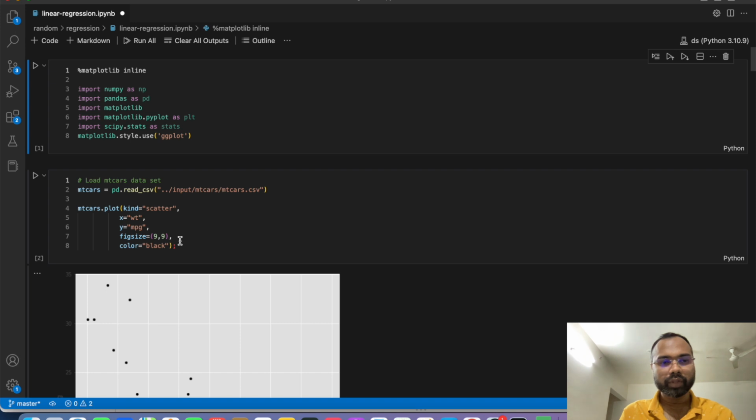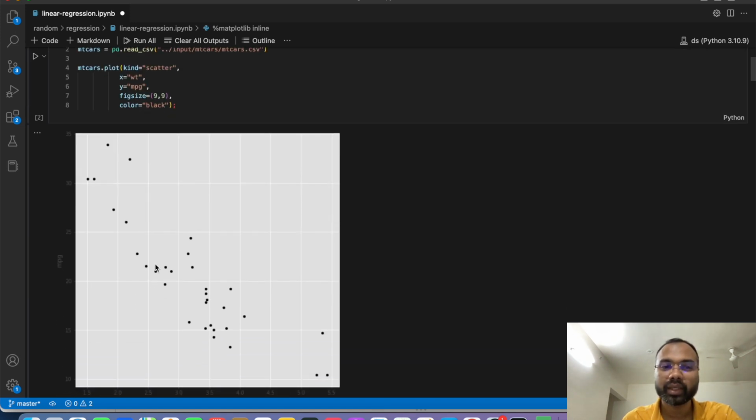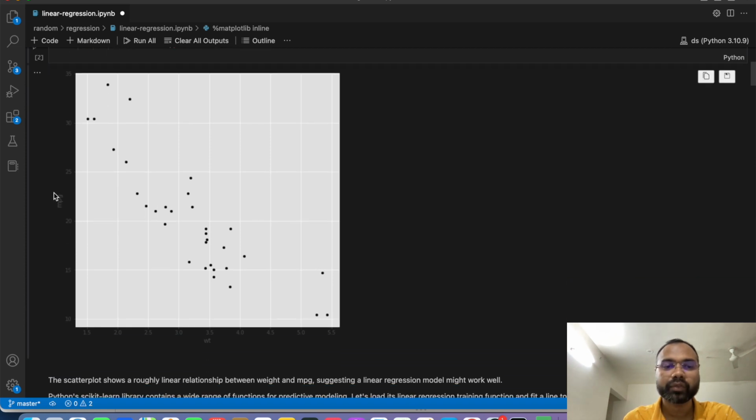So here, if you see, we will first plot a scatter plot between the weight of the car and mpg, which is miles per gallon. So we are trying to predict how many miles per gallon it will be, if it is related to the weight of the car, if there is a direct relation. Okay, so let's first plot this.